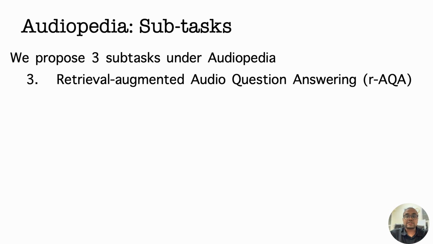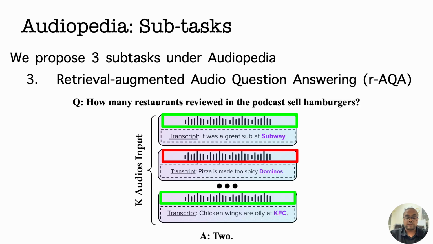The final third subtask is retrieval augmented audio question answering, r-AQA, where again a knowledge-intensive question has to be answered in the context of n audios. However, there is a catch here. Unlike the previous subtask, not every audio in the pool is relevant to answer the question. Only a few are. So to solve this subtask, one has to retrieve the relevant audio samples from the given K audio sample pool and use only the retrieved relevant audio samples to answer the question. In this example, for the question, how many restaurants reviewed in the podcast sell hamburgers, a system has to first retrieve the relevant audio samples, which are shown in green here, and use them to answer the question while discarding the irrelevant ones, which are shown in red.